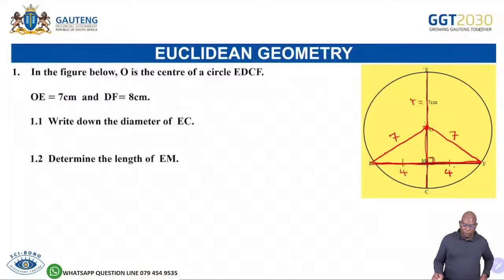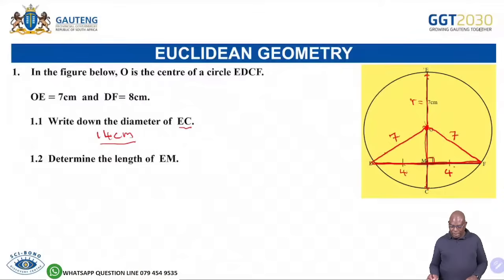Okay, right. Now they say write down the diameter of EC. So the whole line here, from here to there it's 7, from here to there it's 7. So the diameter of that will be 14 centimeters. That's an easy question.